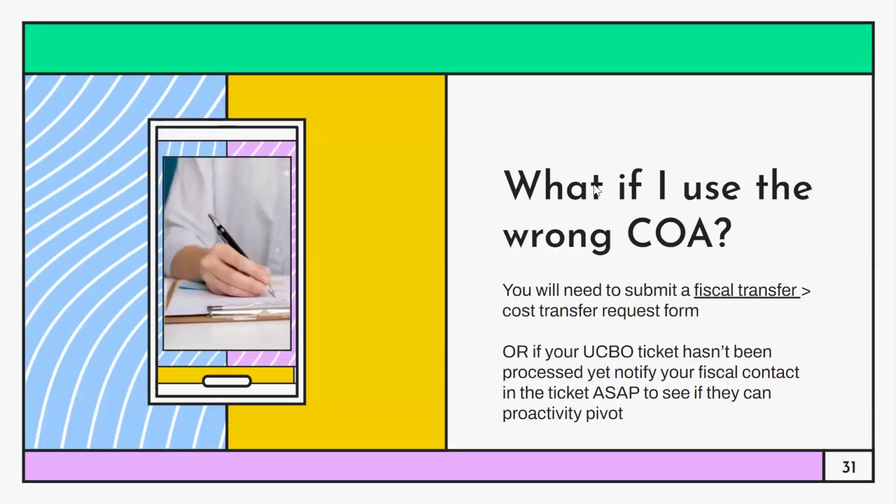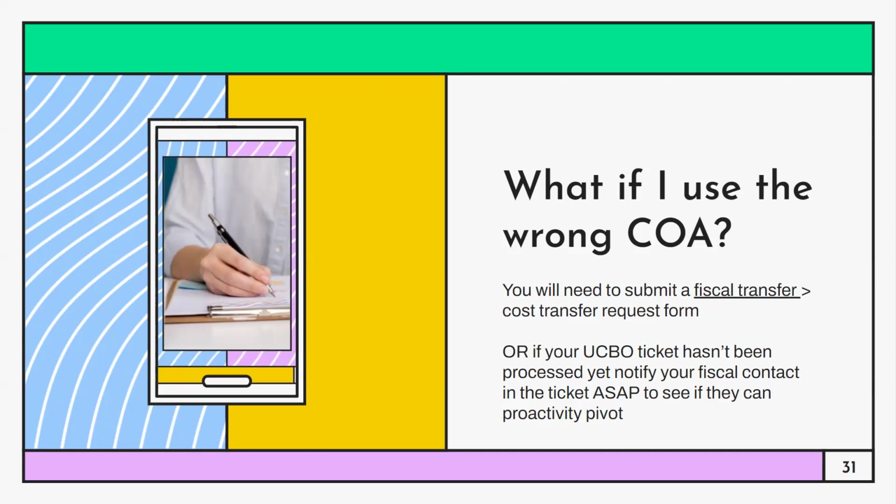Now, what happens if you use the wrong COA by accident? You can do one of two things. In most situations, you'll need to submit a fiscal transfer cost transfer request form. We have a video on how to do that so that your fiscal contact can do a manual correction to move the expense onto the right budget.